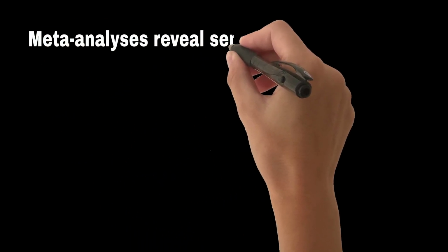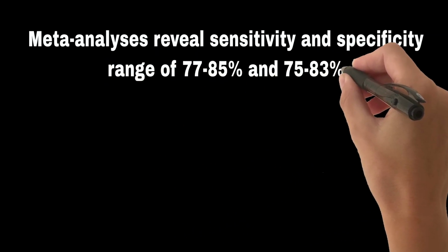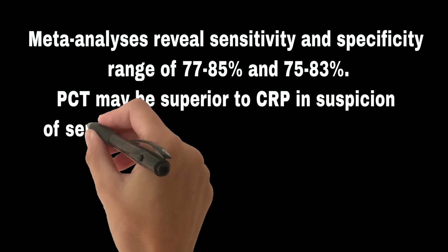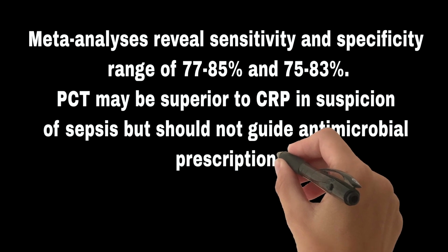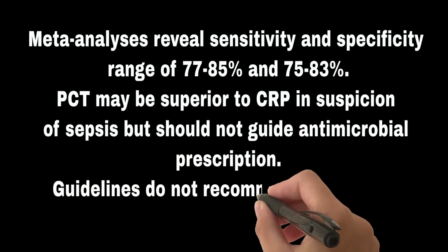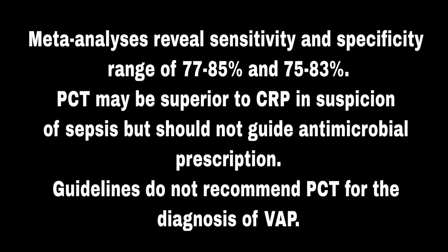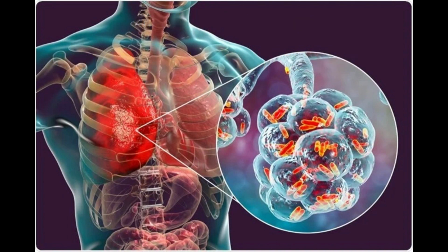Meta-analyses reveal sensitivity and specificity ranging from 77 to 85% and 75 to 83%. PCT may be superior to CRP in suspicion of sepsis but should not guide antimicrobial prescription. Guidelines do not recommend PCT for the diagnosis of VAP. In severe CAP, PCT has been evaluated for bacterial co-infection in influenza, but more studies are needed.